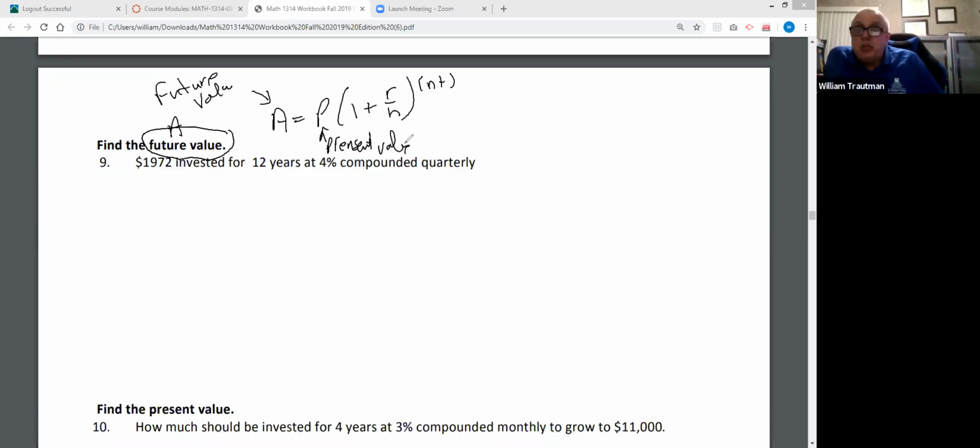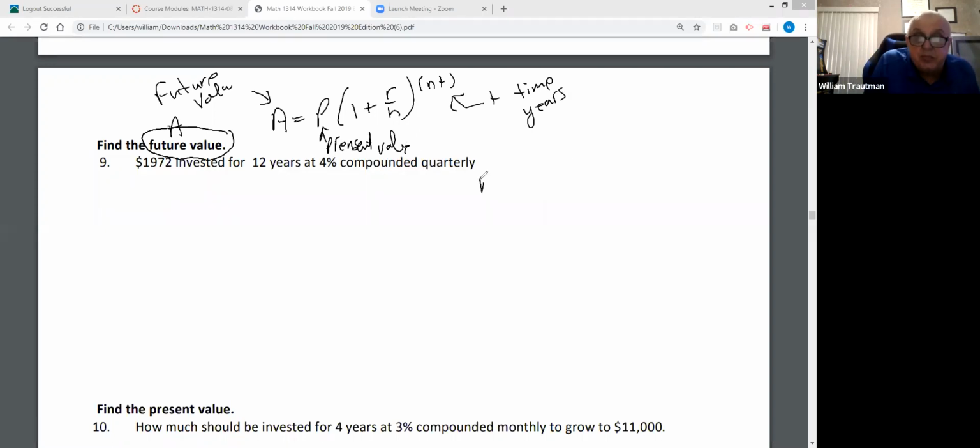So A is called the annuity or the future value. P is the present value. T is the time in years. And it always has to be in years. Time has to be in years, okay? And then finally, N is the number of times compounded.